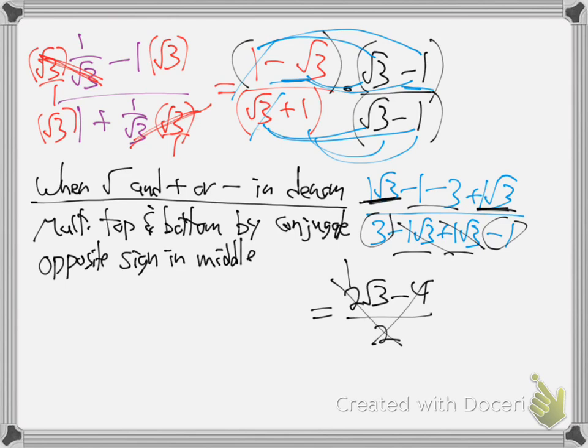2 goes into 2 one time. 2 goes into 4 2 times. So it is 1 root 3 minus 2. We're finally done. That's the real answer. 1 root 3 minus 2.